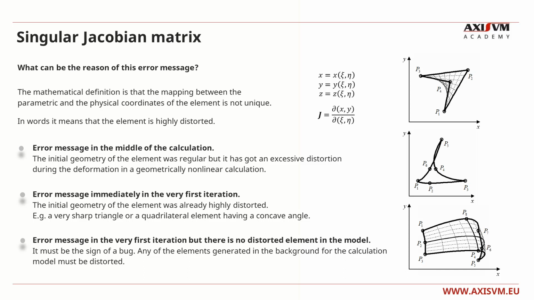AxisVM generates a lot of elements in the background for the calculation model. For example, spring elements for nonlinear Winkler or Winkler-Pasternak supports, or rigid elements for the offset of eccentric domains. Any of them might be distorted because of a bug.